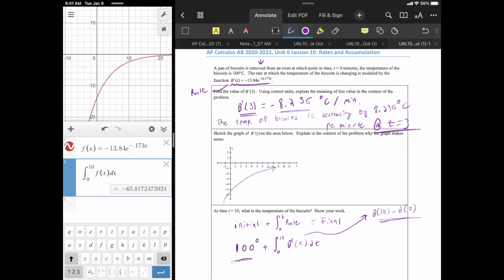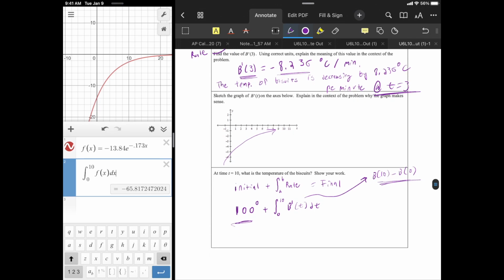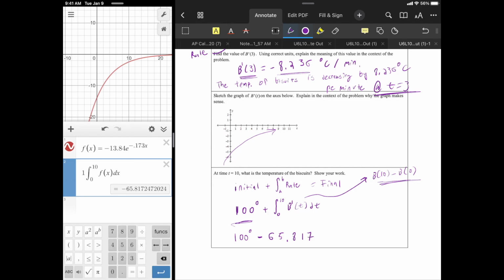All right, the temperature of the biscuits has gone down by 65.8 degrees Celsius. Everything should pass the smell test. If you had some crazy answer like it's gone down by 1 billion degrees, you would know that was wrong. The ones on the AP Calc exam always make sense. So we have 100 minus that. We can just do that all at once, the magic of Desmos here. 100 minus that, or it's already negative, so we'll do plus that. Ooh, that's a tricky one.